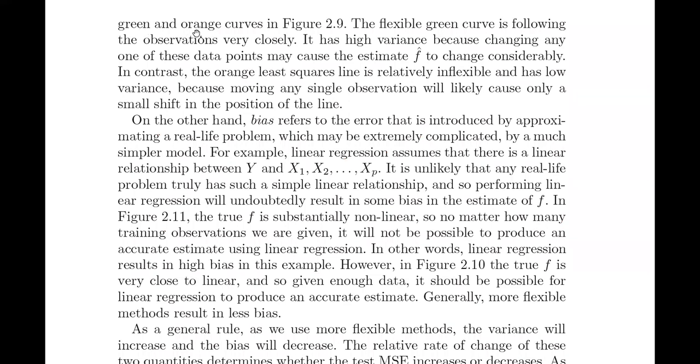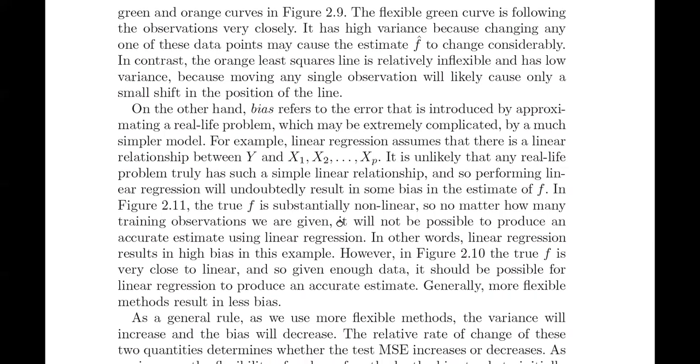So green is the overfitted, orange is the linear. The flexible green curve is following the observations very closely. It has high variance because changing any one of these data points may cause the estimate f hat to change considerably. In contrast, the orange least squares line is relatively inflexible and has low variance, because moving any single observation will likely cause only a small shift in the position of the line.